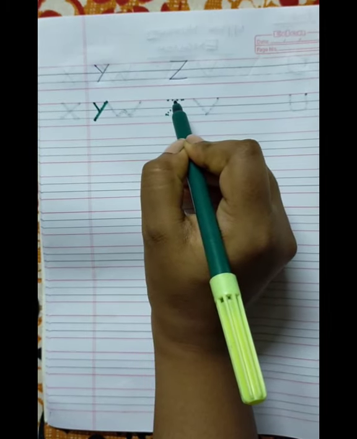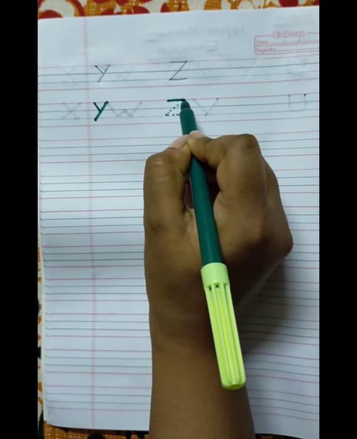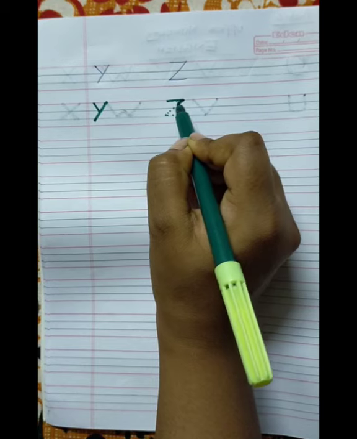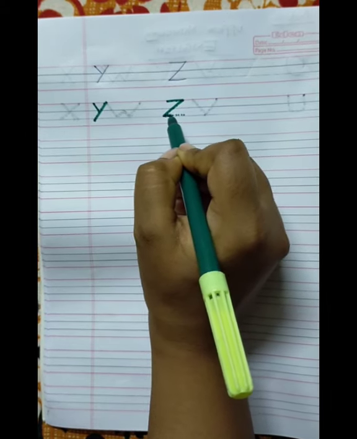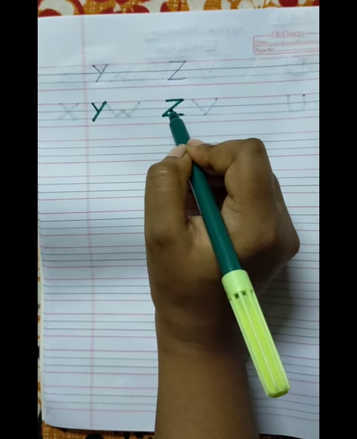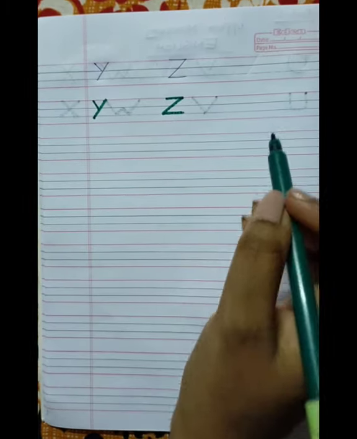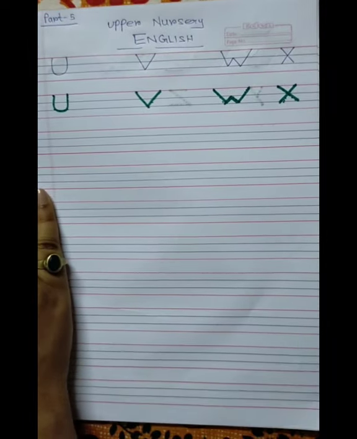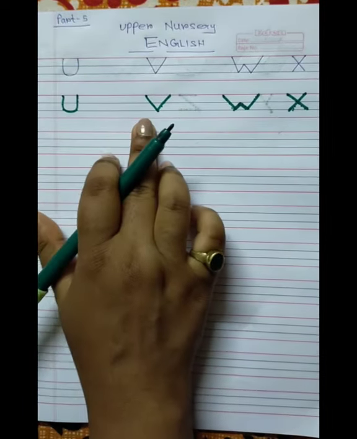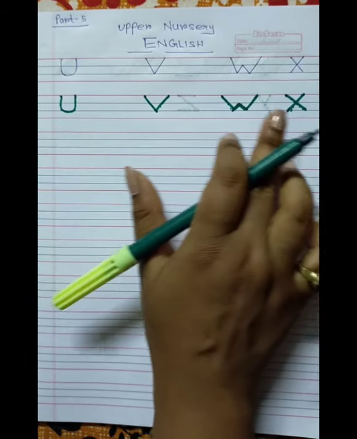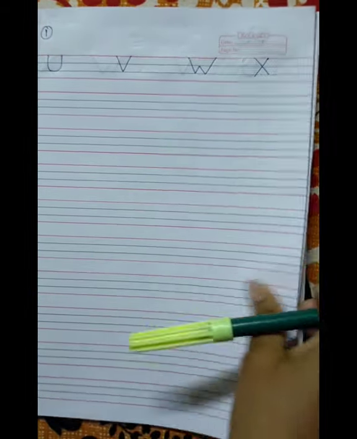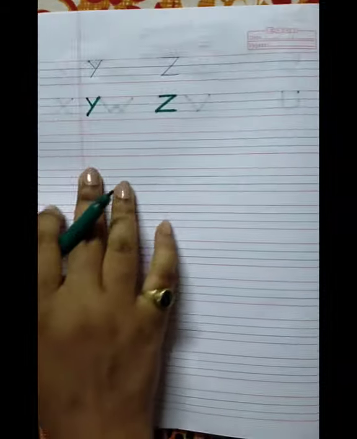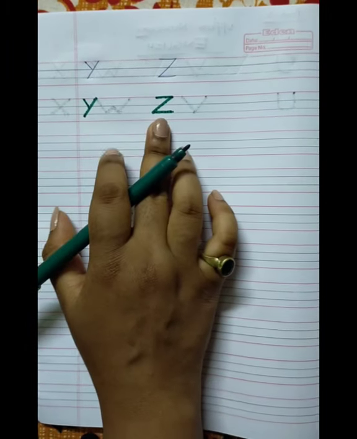Likewise, Z. First a sleeping line, then a slanting line, again a sleeping line. So sleeping and slanting lines together form Z. So understood how to write U, V, W, X, Y and Z.